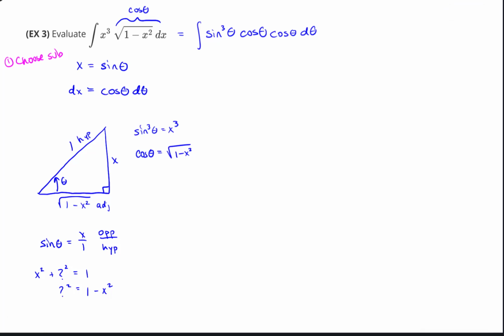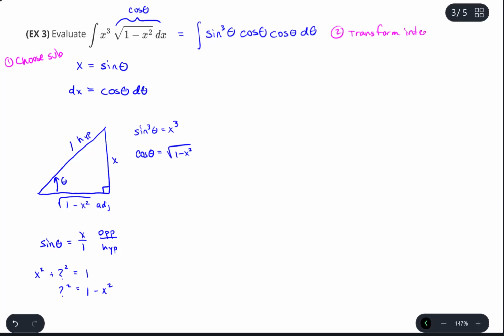Now, the next thing is, well, actually, let me go ahead and label this. The second step in this process is to transform your integral, and you want to make sure you're in terms of theta. Now, the third step is to actually integrate. So we want to simplify this as much as possible to get us into a form where we can integrate. So I'll just combine these two factors of cosine, and we're now in the third step of this process, integrating.